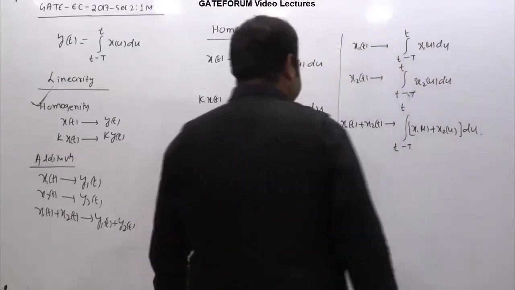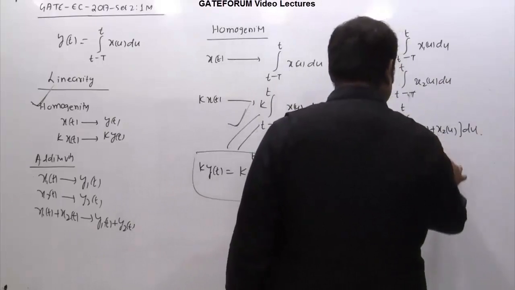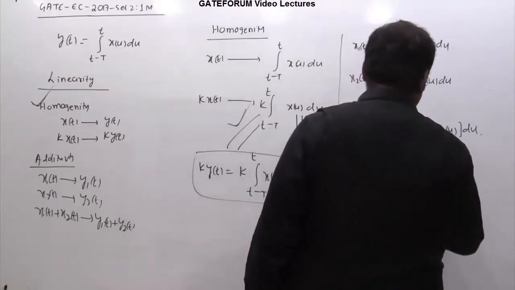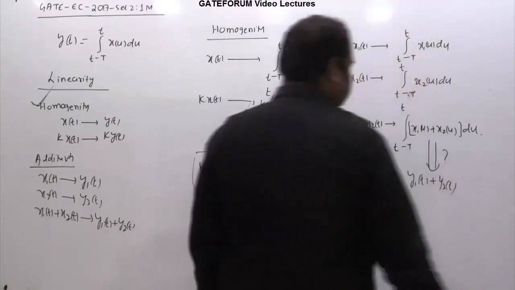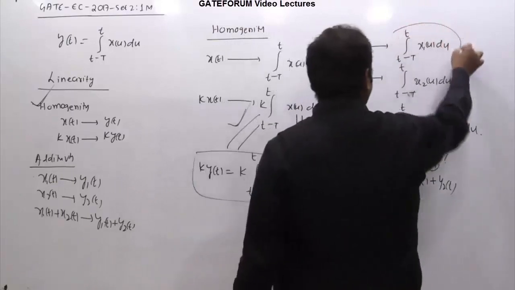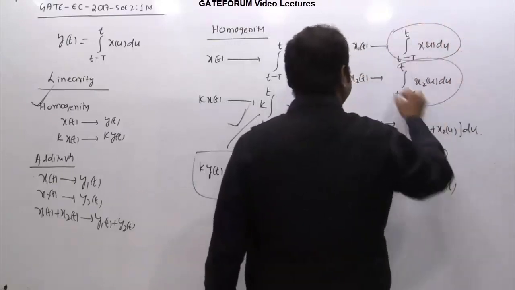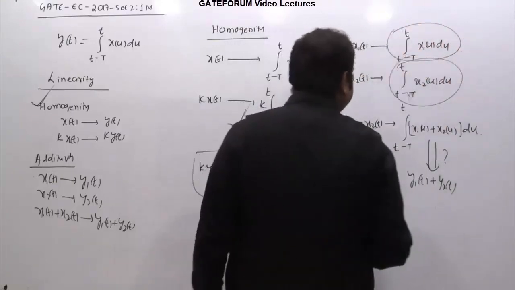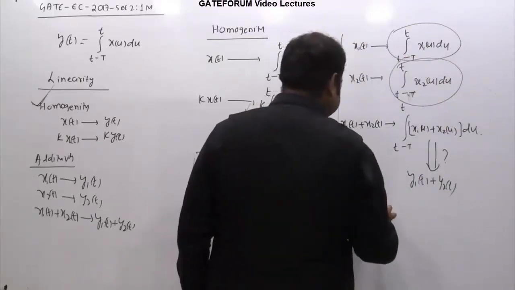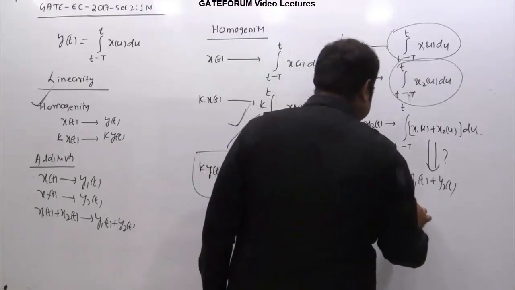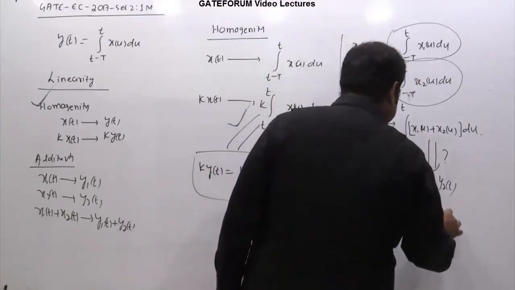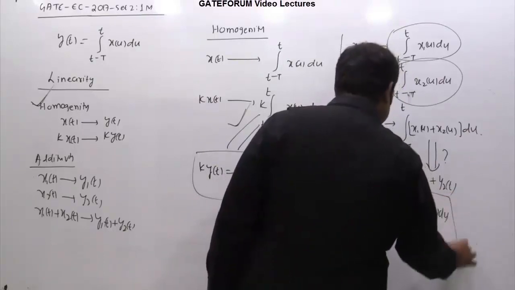So now I have to check whether this particular expression is equivalent to y1(t) plus y2(t) or not. So what is y1(t) plus y2(t)? This is your y1(t), and this is your y2(t). So y1(t) plus y2(t) will be equal to the integral from t minus T to t of x1(u) du, plus again the integral from t minus T to t of x2(u) du. So this is what your y1(t) plus y2(t) is.